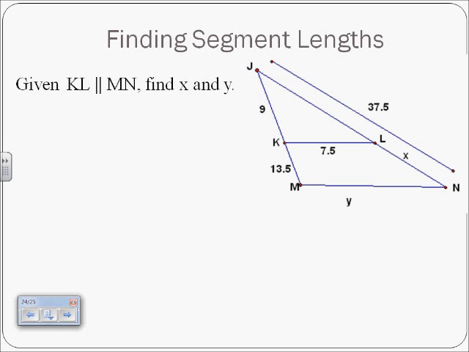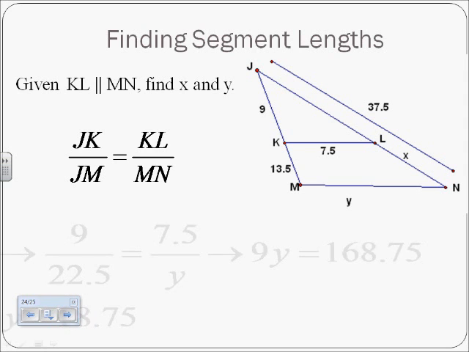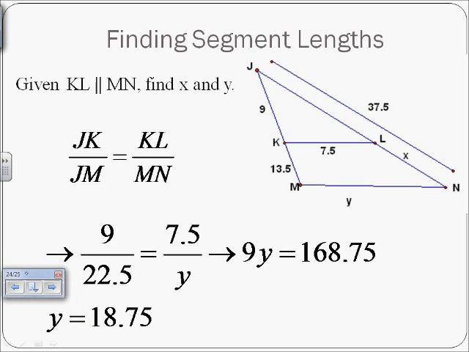Okay, last question. KL is parallel to MN. Find X and Y. We already found X in the last slide. Solving for Y then, we'll use the proportion JK over JM is equal to KL over MN. Simplifying with our information, we know that JK is 9. JM is a combination of JK and KM, so that's 22.5. KL is 7.5 and MN is what I'm solving for. So we'll leave that as Y, cross multiply, and end up with Y is equal to 18.75.